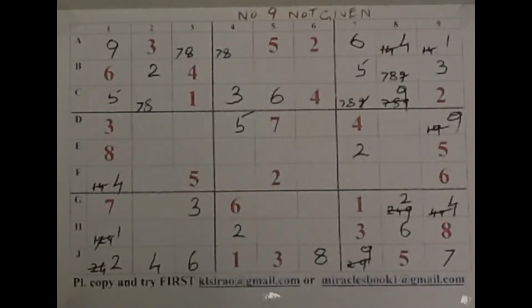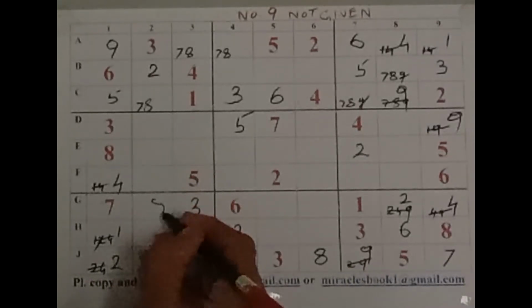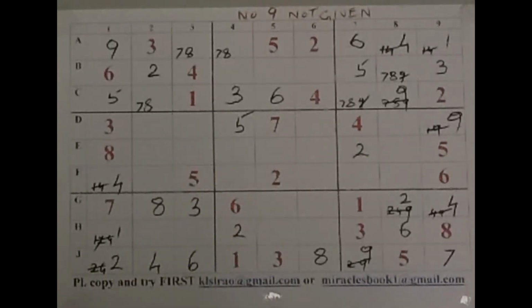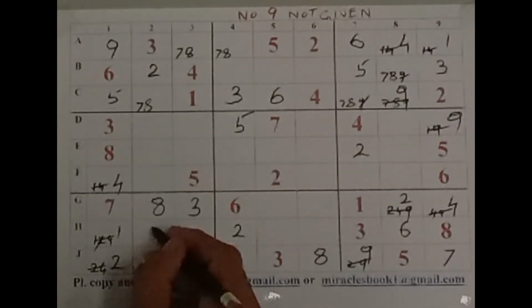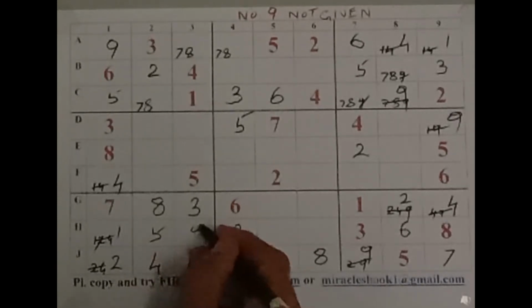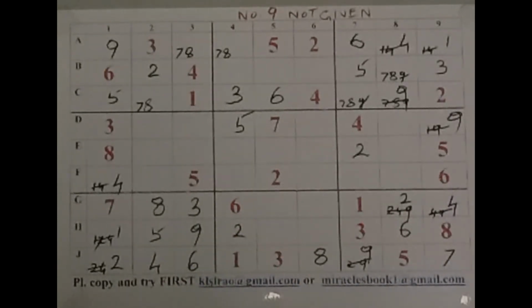Now what about these 3 places in this box? Number 7. Can anything be done now? 1, 2, 3, 4, 5, 8 and 9. We have this 8 here. Therefore, we can confirm number 8 here. And these 2 places are for 5 and 9. You have this 5 there. So, we can get a 5 here and 9 here. Okay, that's good.